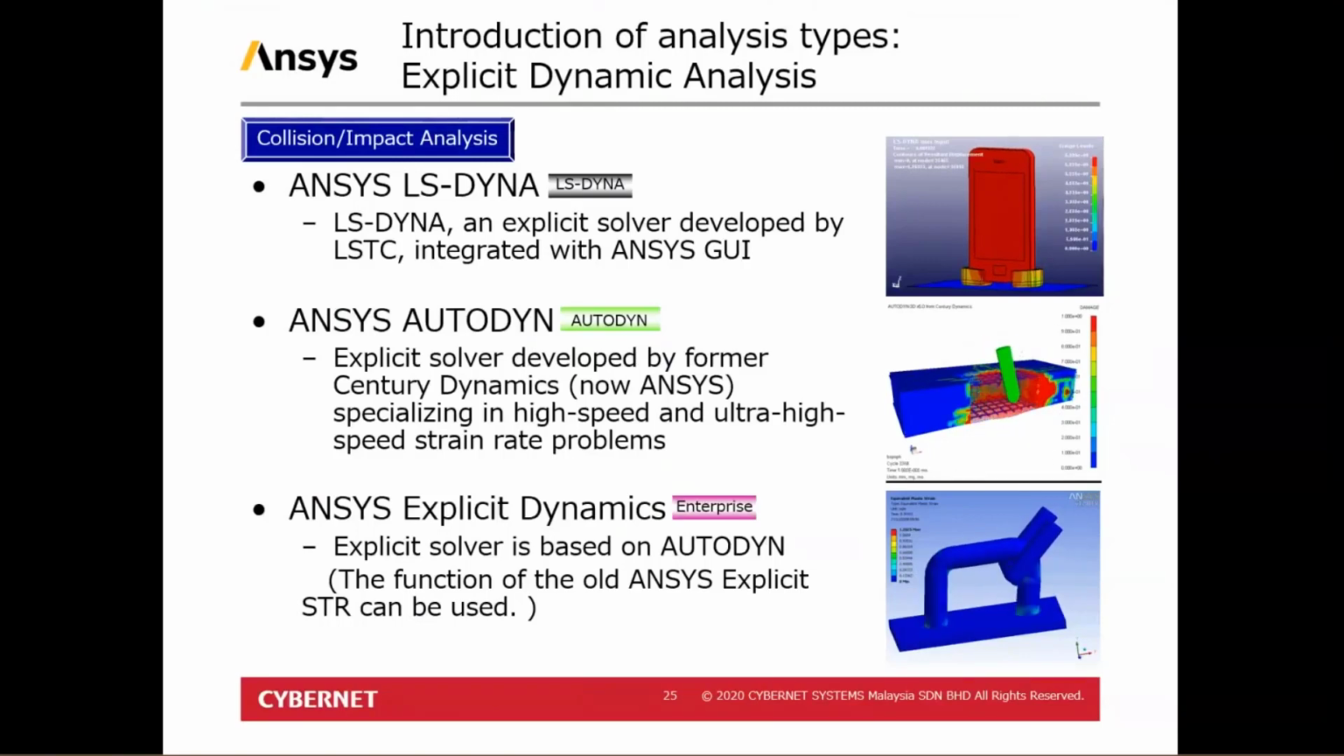And then next, finally, we have ANSYS Explicit Dynamics. You can understand this as ANSYS's own explicit dynamic solution. Now, the ANSYS Explicit Dynamics solver is based on AUTODYN. Therefore, the solving capabilities are basically the same between these two. Additionally, while LS-DYNA and AUTODYN need an additional license, ANSYS Explicit Dynamics is included with the Mechanical Enterprise license.